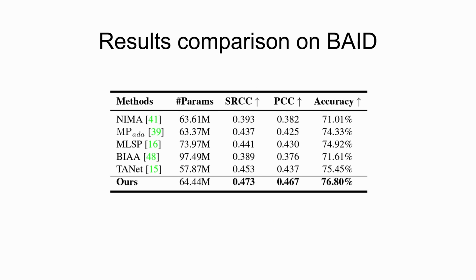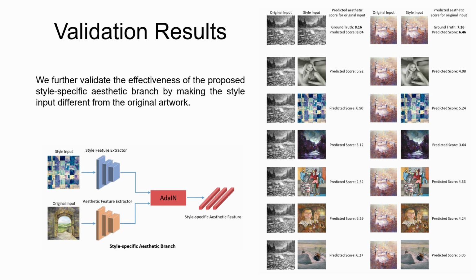This suggests that understanding the style of the artistic image assists in perceiving the aesthetics of the image. To better validate the proposed style-specific aesthetics branch, given an artwork, we randomly select several images with different styles from BADE, make them the input of the style feature extractor and compare the predicted aesthetics scores. When the style feature is extracted from an artwork with a different style from the original input, the predicted aesthetic score will decrease and the prediction error will increase, which further validates our idea of utilizing style information in AIAA.